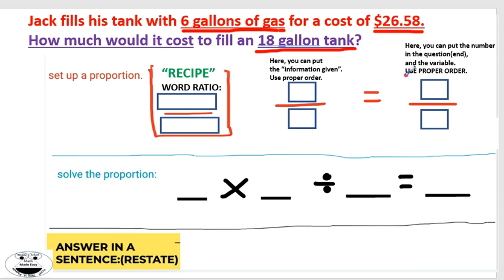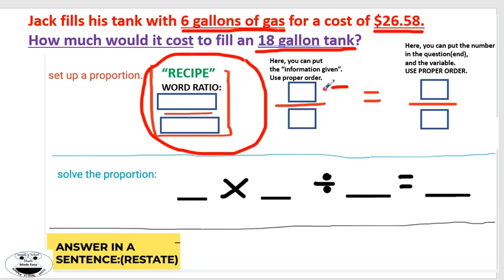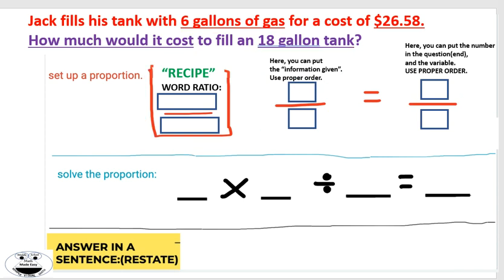Before we fill in the boxes to set up our proportion, I'm going to use what I call a recipe or word ratio. This is what we're going to use to determine the order we use when we fill in the ratios of the proportion. We need to make sure that we are using the proper order when we are setting up our proportion to solve this word problem. In order to do that, we're going to use a recipe.